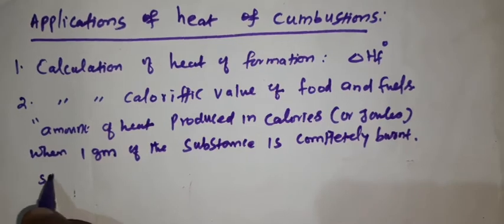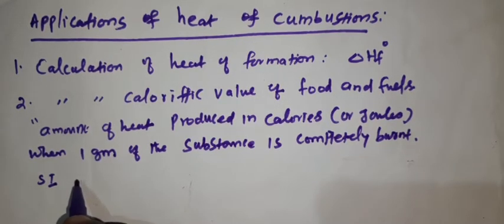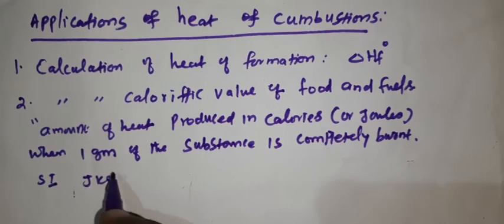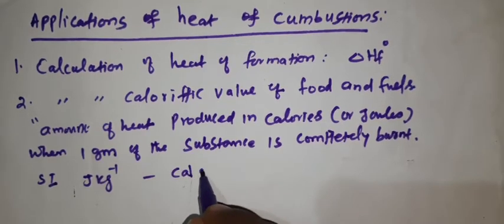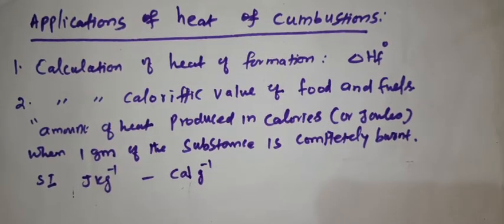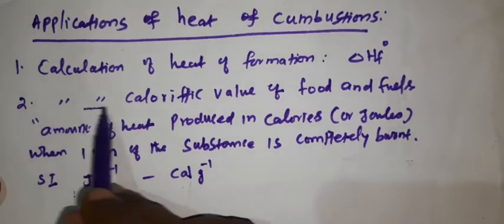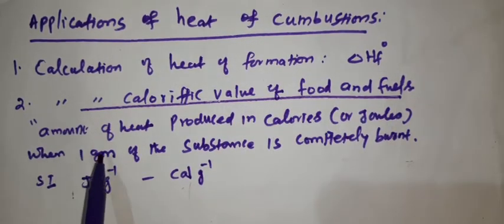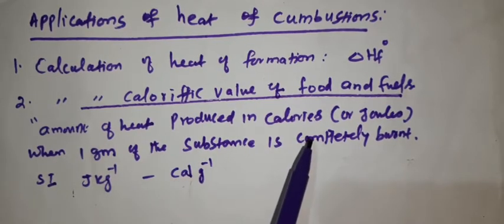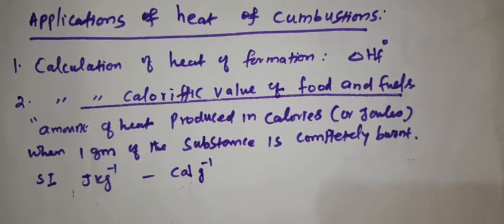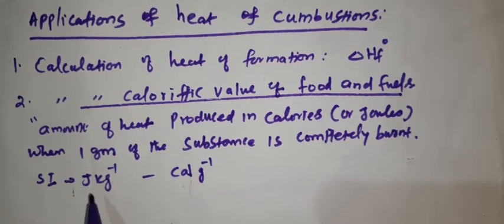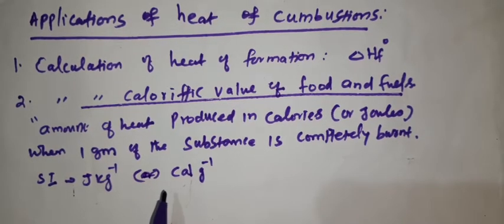The SI unit of this calorific value is joule kilogram power minus 1. However, it is usually expressed in calories gram power minus 1. So what is meant by calorific value? The amount of heat produced in calories or joules when 1 gram of the substance is completely burned. So take 1 gram of the substance and completely burn it, and we will get the calorific value.